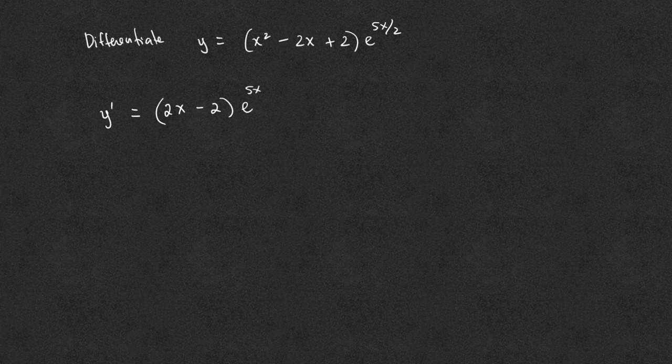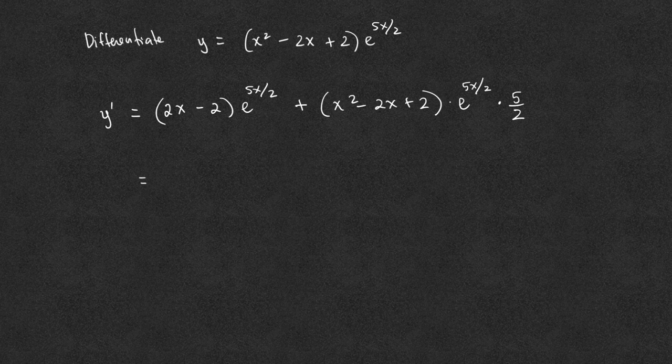to the 5x over 2, plus, keep the first factor x squared minus 2x plus 2 times the derivative of the second factor. The derivative of e to the block is e to the same block times the derivative of that block. The derivative of 5 over 2x is 5 over 2. And we're done. As usual, we might need to rewrite it.